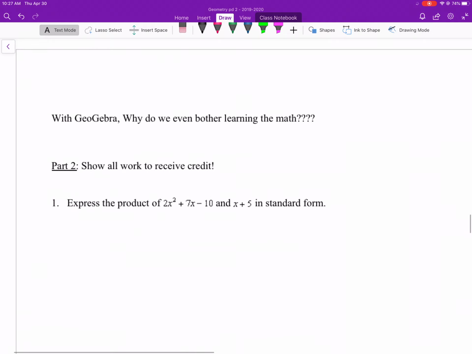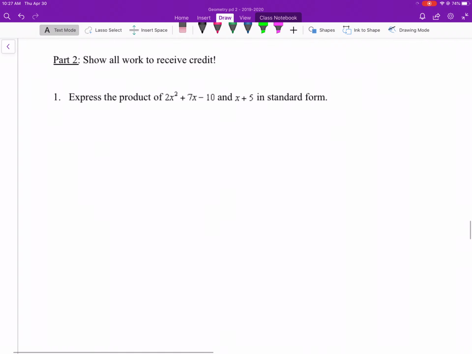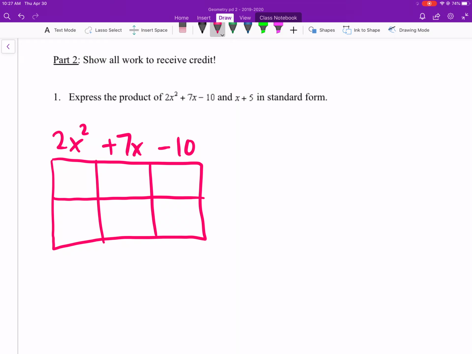So why do we even need this? Why do we even have to learn the math? You have to show all work here to get full credit. You might not have answer choices. So it's saying express the product of 2x squared plus 7x minus 10 and x plus 5 in standard form. If you remember, this would be a 3 by 2 box when we set that up, because it's a trinomial and a binomial. So 2x squared plus 7x minus 10 and x plus 5.